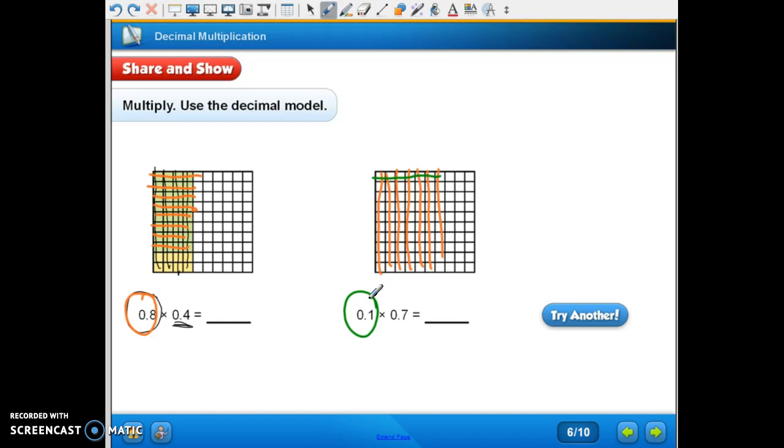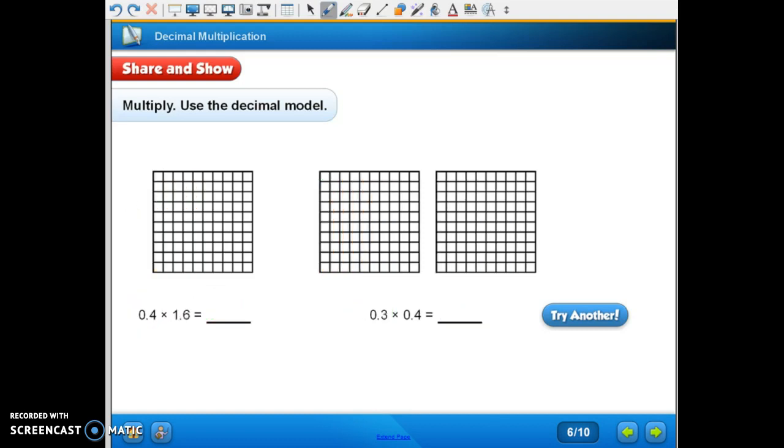So how many hundredths did I shade here in 8 tenths times 4 tenths? This is an array of 4 by 8. What is 4 times 8? 32. And each one of these blocks represents hundredths, right? How about this one? I shaded a 7 by 1. What is 1 times 7? 7. Now, it's hundredths though, so don't forget to fill that tenths place with the 0.